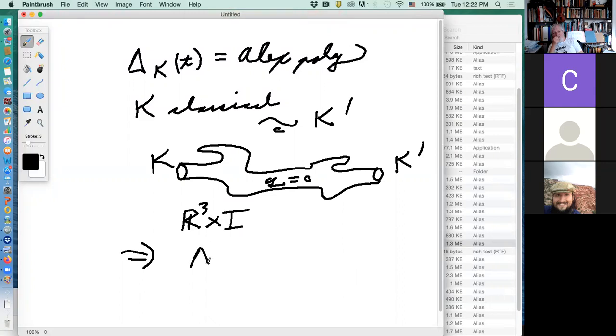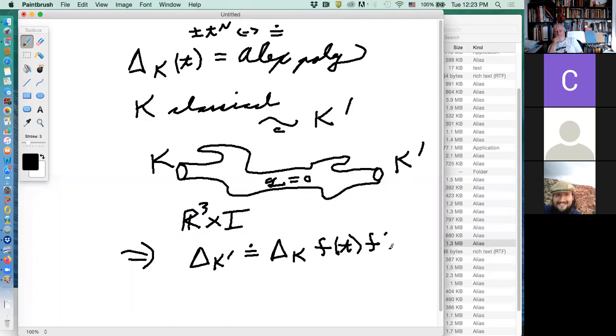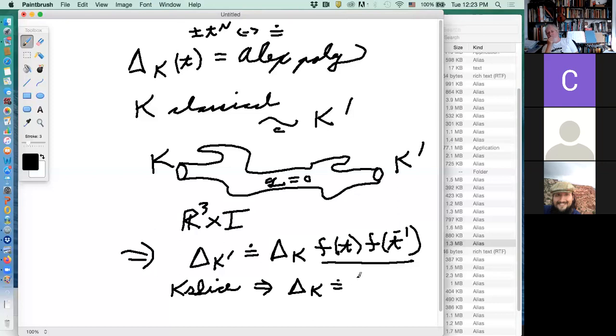If K is concordant to K prime, then the Alexander polynomial of K prime is equal, dot, in the usual sense of up to plus or minus powers of t, to the Alexander polynomial of K multiplied by some polynomial f of t times f of t inverse. And in particular, if K is slice, then the Alexander polynomial of K is of the form f of t times f of t inverse.